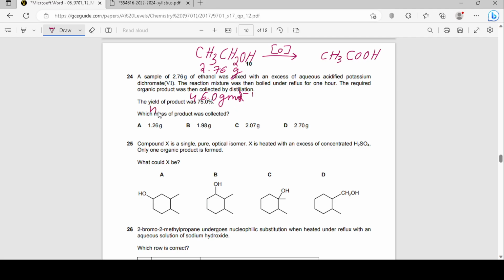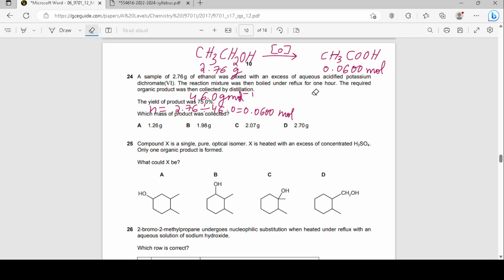Now we have to find the moles of CH3CH2OH, so n equals m over Mr. So 2.76 divided by 46.0 will give you 0.0600 moles of CH3CH2OH. Again, it's a 1:1 molar ratio, so CH3COOH, the ethanoic acid, theoretically you would get 0.0600 moles of it. But then the mass you would get from that would be n times Mr.